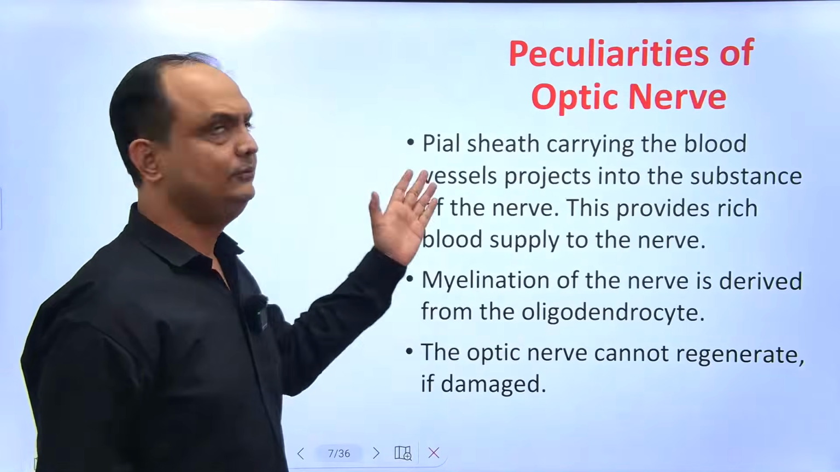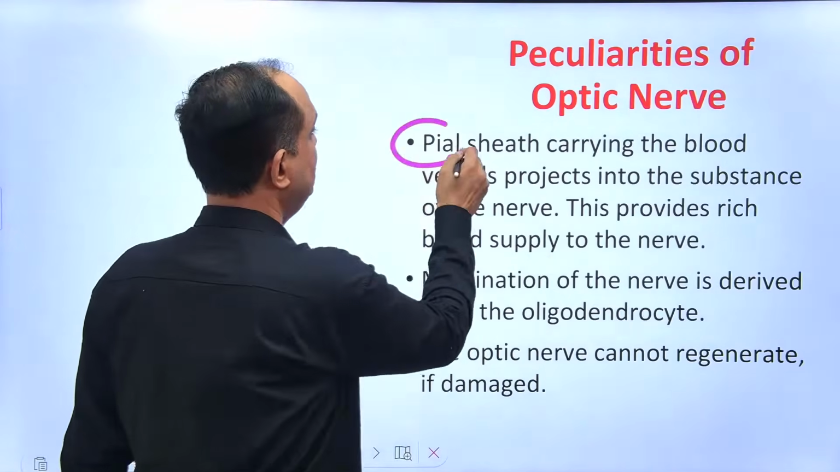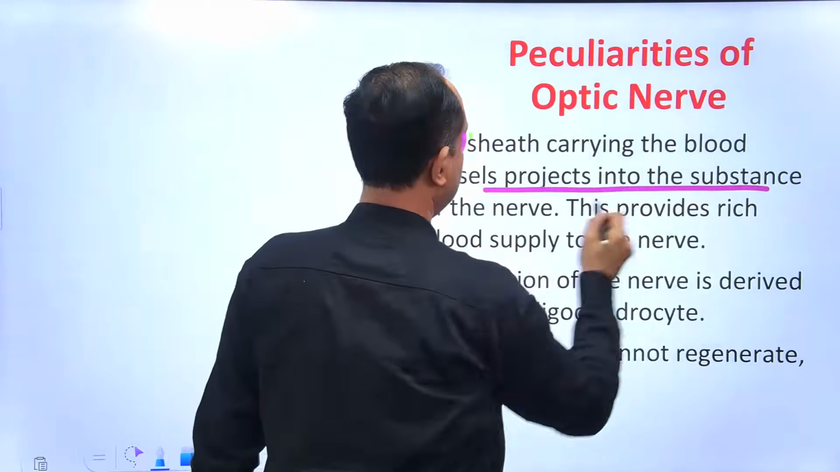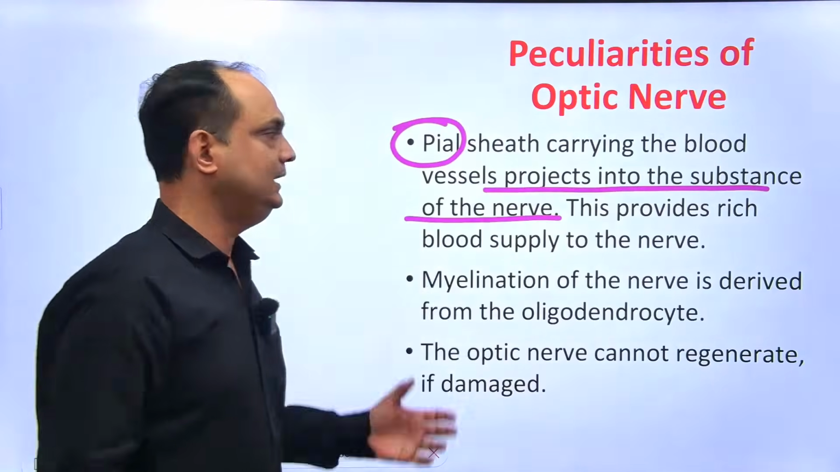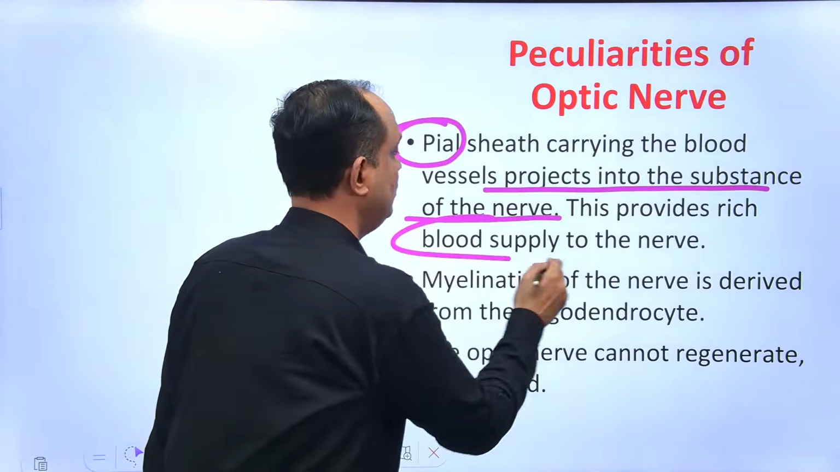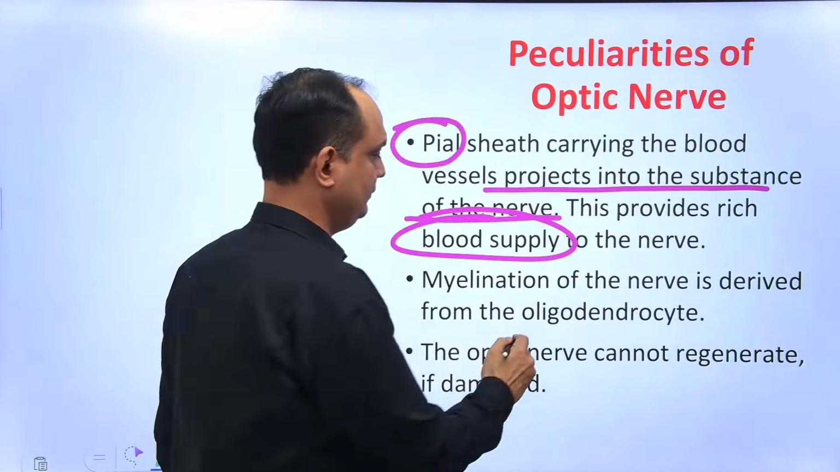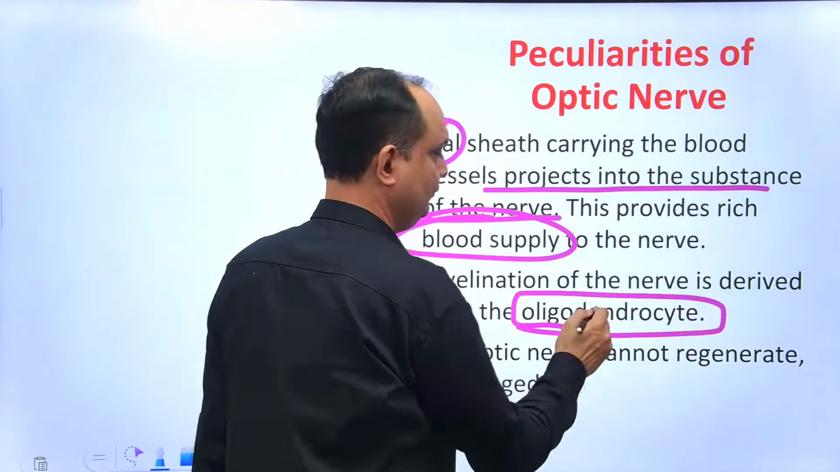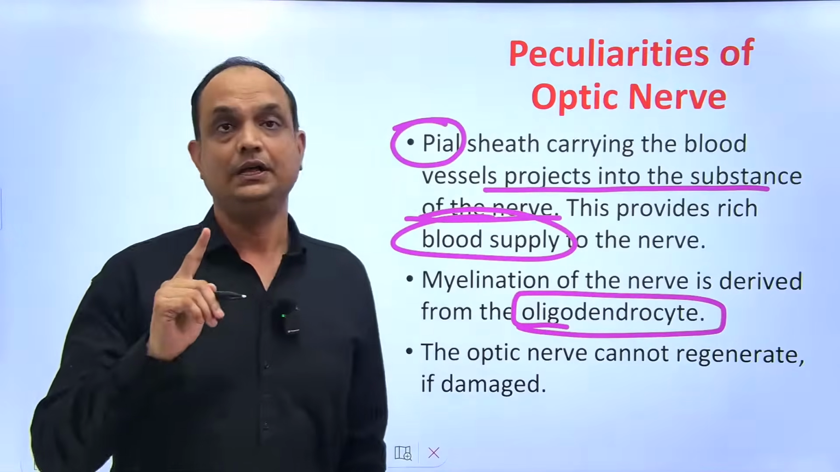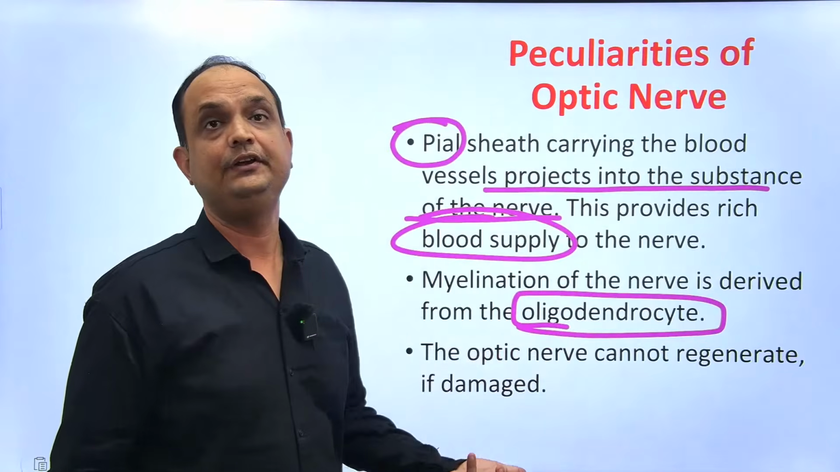Now, when you see the meninges, the innermost meninx is known as pia mater. This pia sheath carries blood vessels which project into the substance of the nerve, and they are also one of the very important sources of blood supply to the optic nerve. Now, I already told you that myelination of the nerve is derived from the oligodendrocytes, and from which point? Outside the eyeball, as it pierces the lamina cribrosa of the sclera. Now, the optic nerve cannot regenerate if damaged.